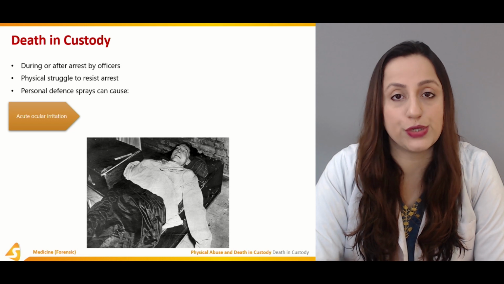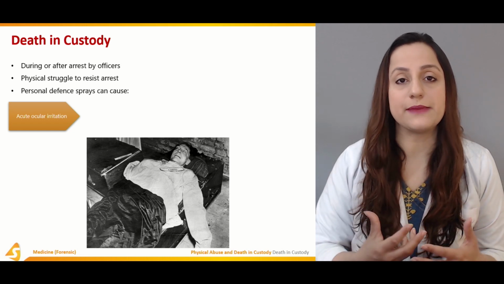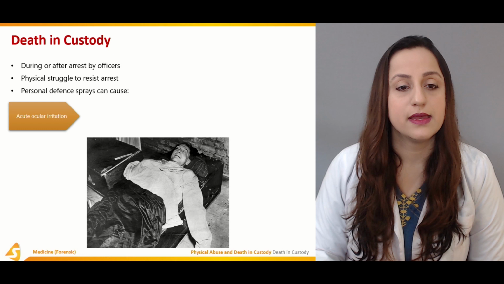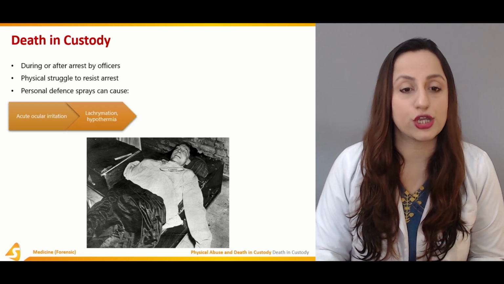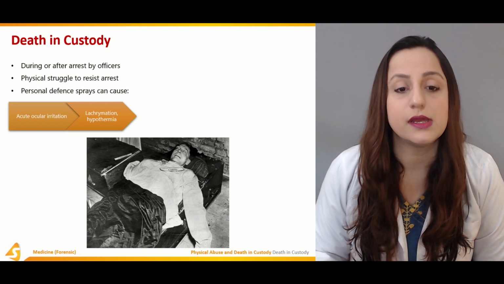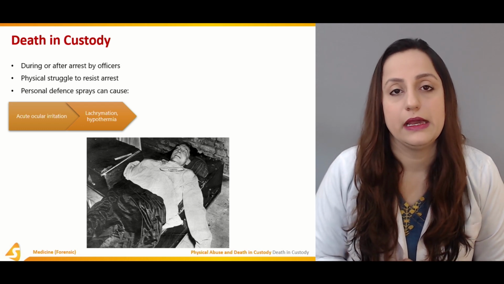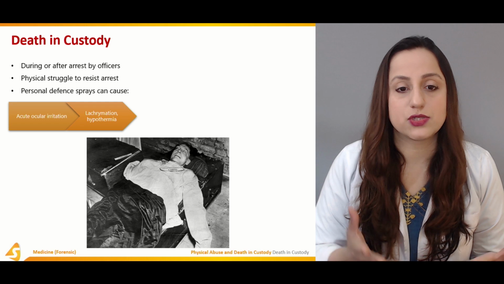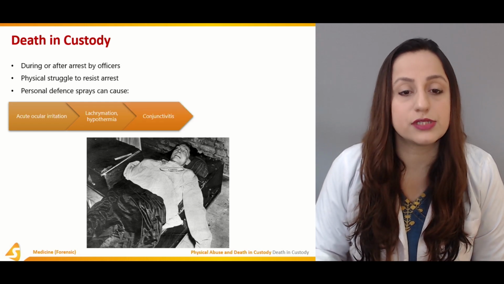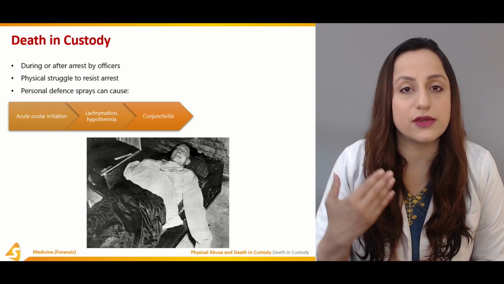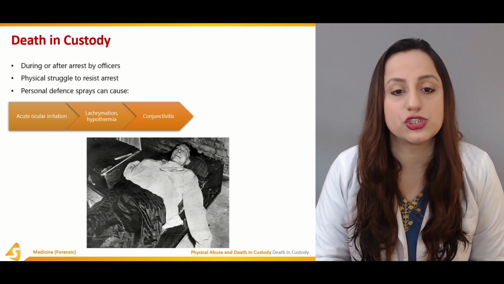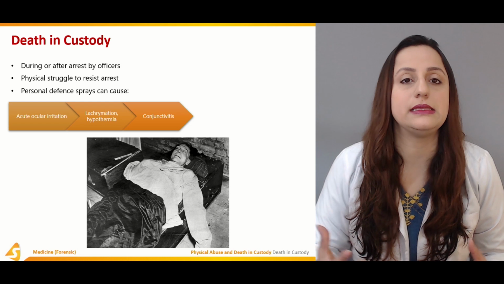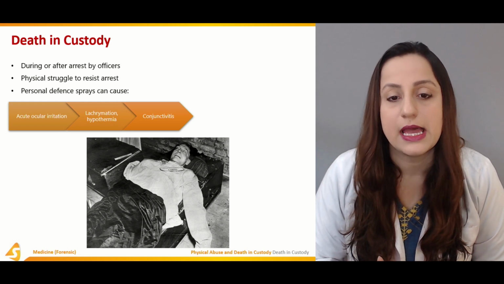Now, acute ocular irritation. These sprays are sometimes quite irritating to the eyes, and that can cause eye irritation, also known as ocular irritation, lacrimation, and hypothermia. These are the results of this ocular irritation. Lacrimation is basically increased tear formation, and hypothermia is basically decreased body temperature.